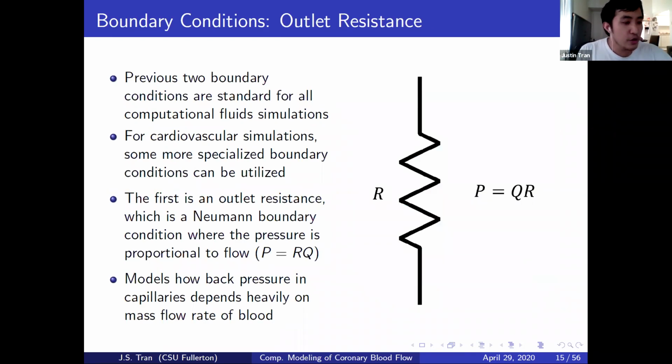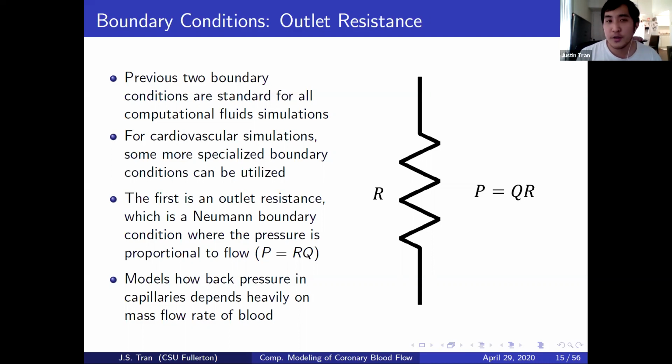Okay, so those are the two standard boundary conditions. If you're doing any kind of computational fluid dynamics, either within an aerospace context or blood flow, those are the ones that are always in your toolbox. But because blood flow is very unique compared to those other types of situations, we've developed our own very specialized boundary conditions.